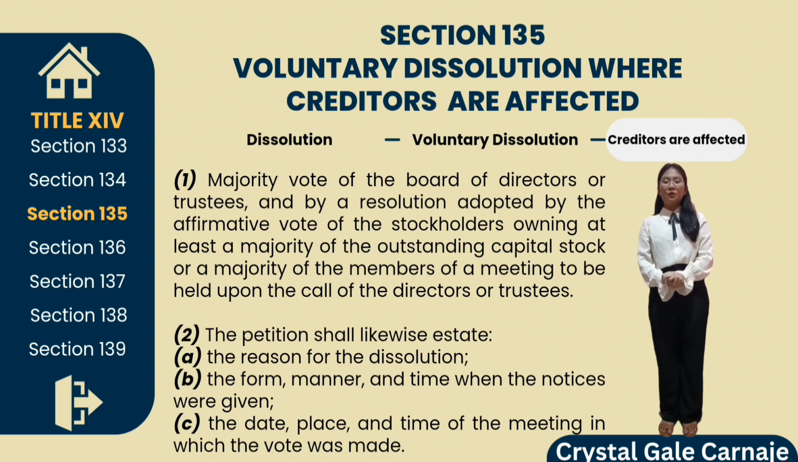Procedure and contents of petition. This section of law specifies the procedure for the voluntary dissolution of a corporation where creditors are affected. The vote required is a majority vote of the Board of Directors or Trustees, and a majority of the outstanding capital stock or of the voting and non-voting members.